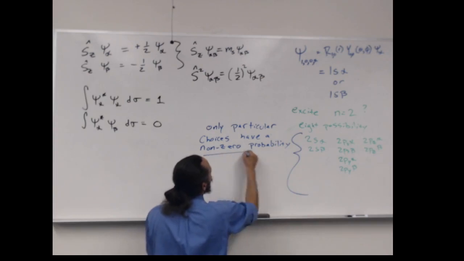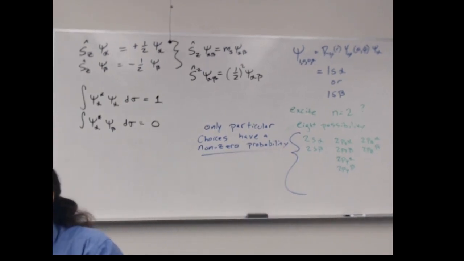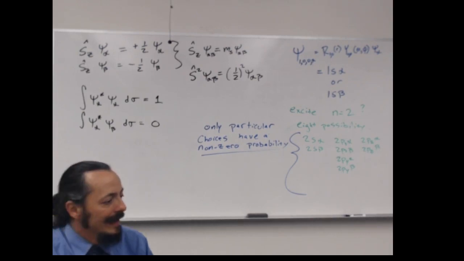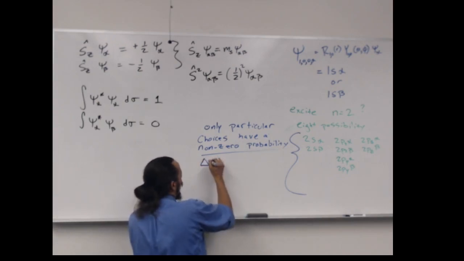Only particular choices are going to have a non-zero probability. That is to say, when I do some integration on these things, there's only going to be certain answers that have probability of happening. All the others are going to have 0 probability. And what we have to understand is there's a couple rules we have.